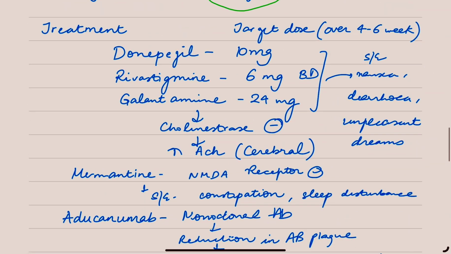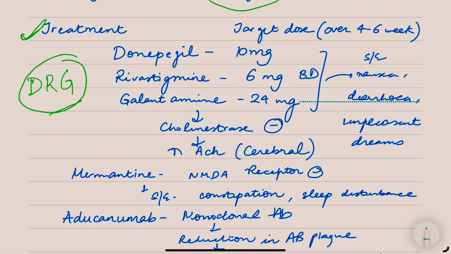Then what will be the treatment for Alzheimer's disease? We have three drugs, the famous mnemonic DRG: donepezil. Target dose will be 10 mg. You will start initially with a lower dose, and over 4 to 6 weeks you will increase the dose to 10 mg. Rivastigmine is 6 mg BD and galantamine is 24 mg.